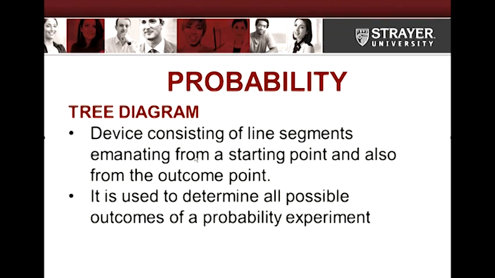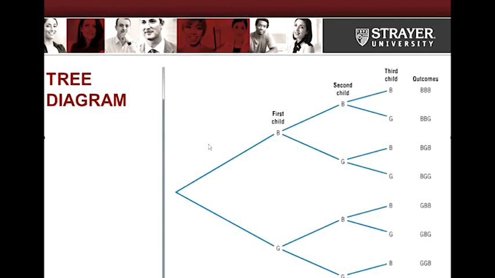A tree diagram is another way that we can combine these, especially if we have several different events going on. The tree diagram is just line segments coming from a starting point and then going out to an outcome point. And you use it to determine all the possible outcomes of a probability experiment. A real common one to do this on is the possible arrangement of child genders.